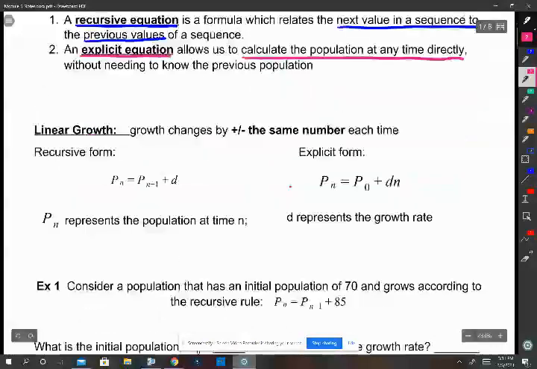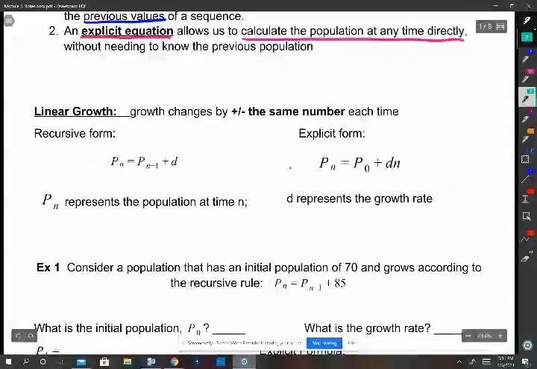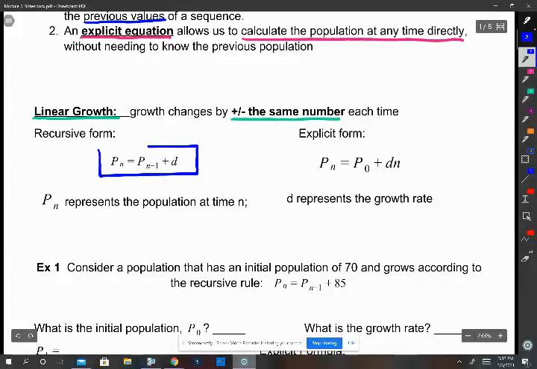As we look at linear growth, you guys first learned about linear growth in 8th grade. And we talked about it again in Secondary 1, and we compared it to exponential growth and how it looked different. Remember, in linear growth, the idea is that it's adding or subtracting the same number each time. And again, there's two formulas. There's a recursive formula, and there is an explicit formula.